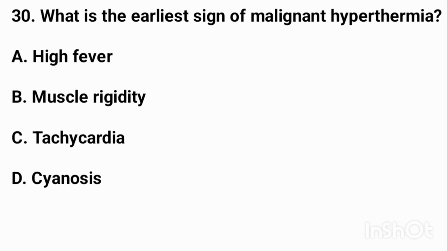Question number 30. What is the earliest sign of malignant hyperthermia? The right answer is option B. Muscle rigidity.